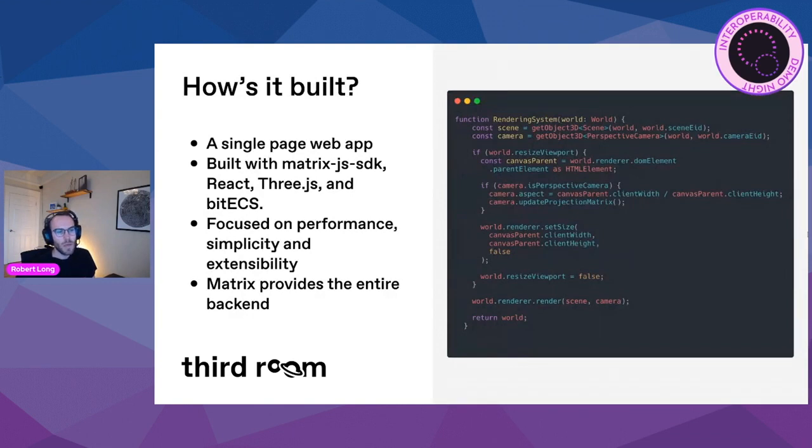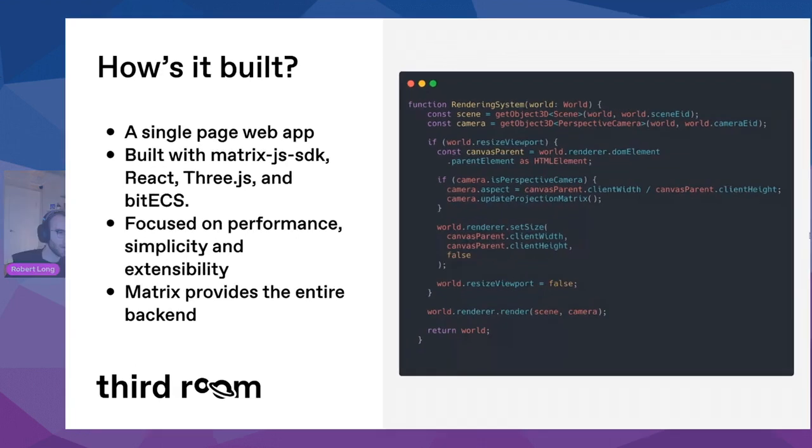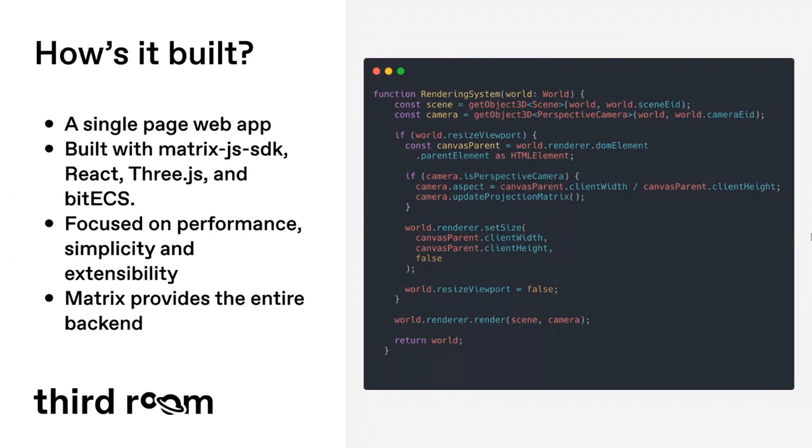So it's built as a single-page web app with Matrix, React, Three.js, and a new library called BitECS that came out of another community that I've been working with called the WebECS community. I can share a link in the Twitch chat afterwards for that. But it's a really great library. Highly recommend checking it out if you're trying to do larger Three.js apps and you want to keep your performance really good. So the focus of this project is on performance, simplicity, and extensibility.